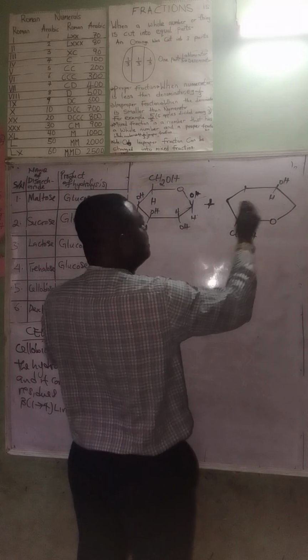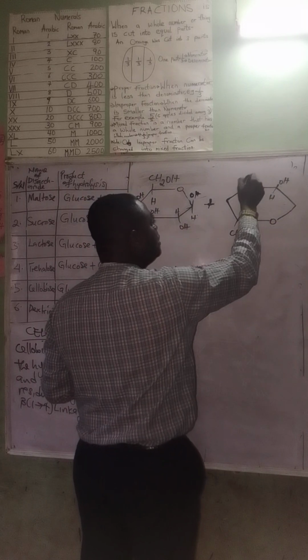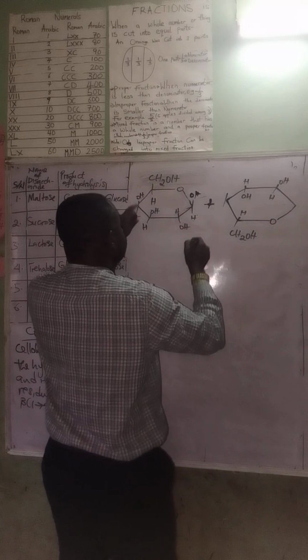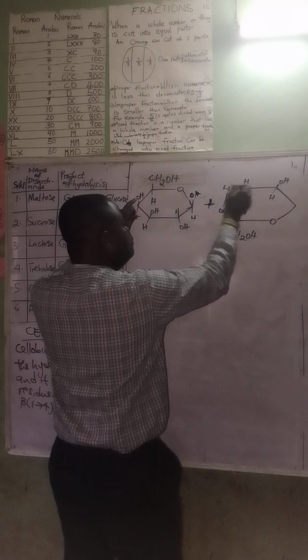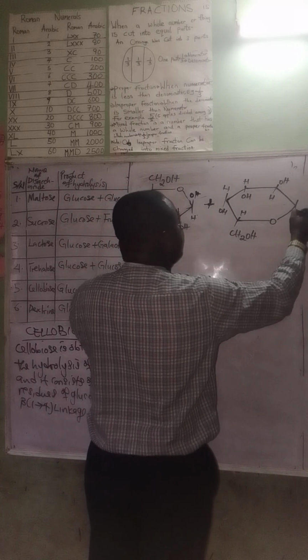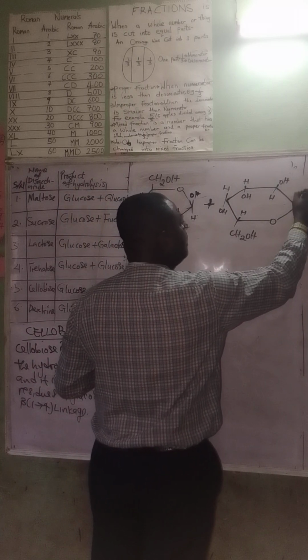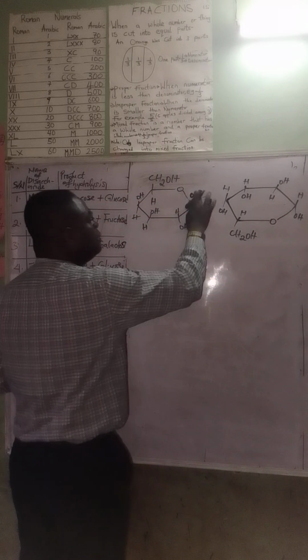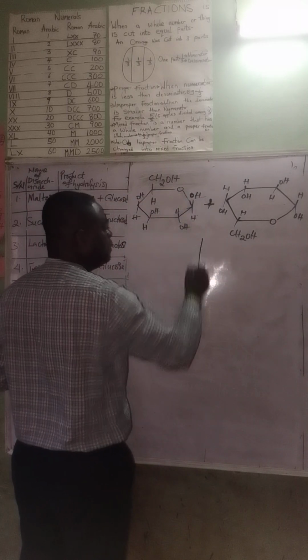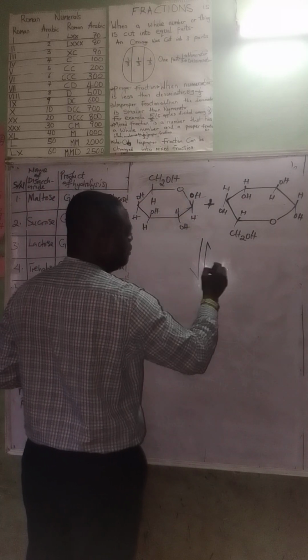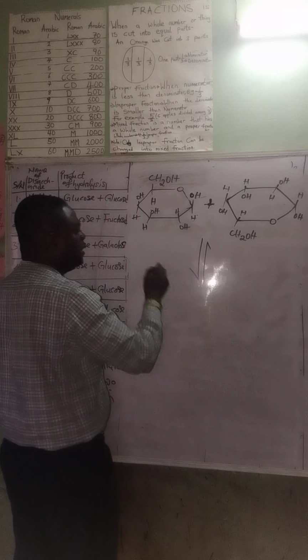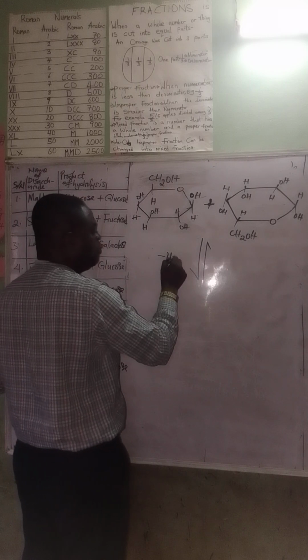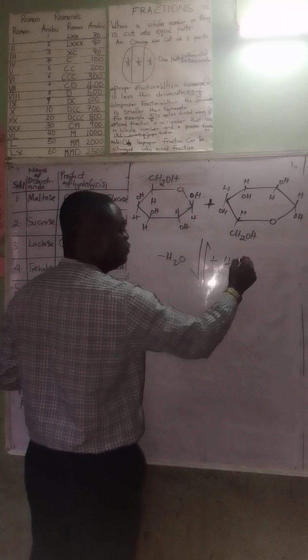Look at it, I've turned it upside down. Then I have OH, H. And if I turn it upside down, OH should now be down, and H should be here. And if it is alpha, OH should now be here, H should be here. So here now, this minus H2O plus H2O.